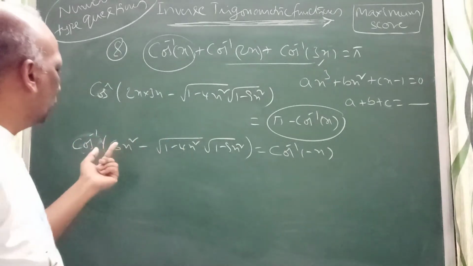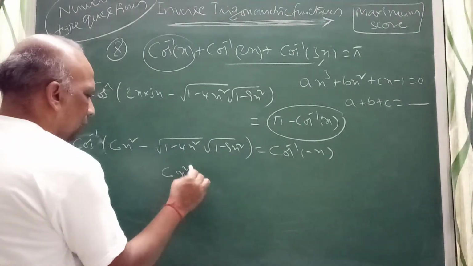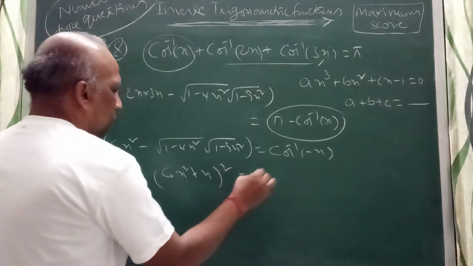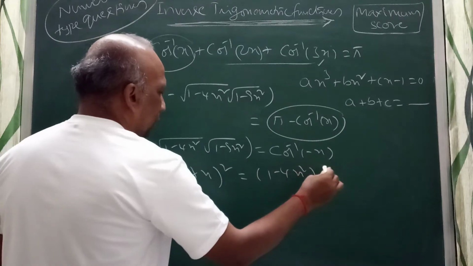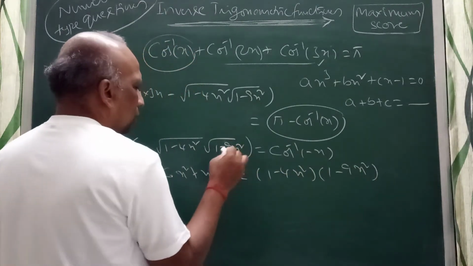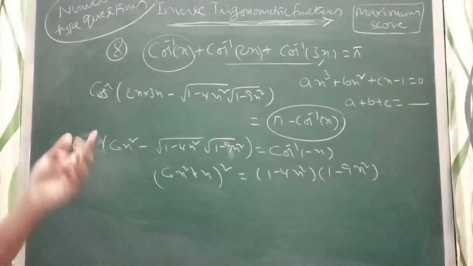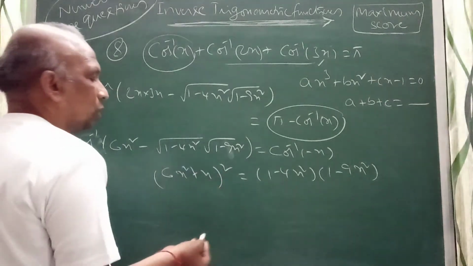Eliminate cos inverse on both the sides. You will get 6x square, and as you transfer this side, you will get 6x square plus x whole square is equal to 1 minus 4x square into 1 minus 9x square, right? Transfer that side, squaring on both the sides. Correct. Now you can check here. If you multiply this, let's simplify.